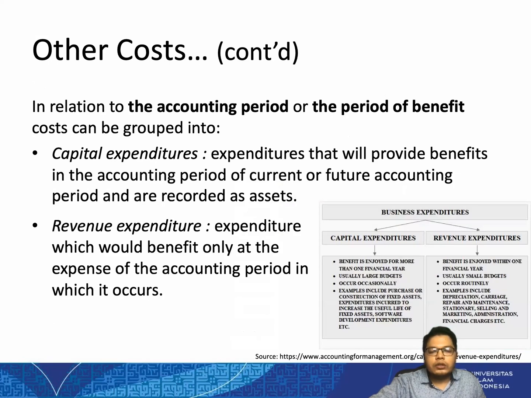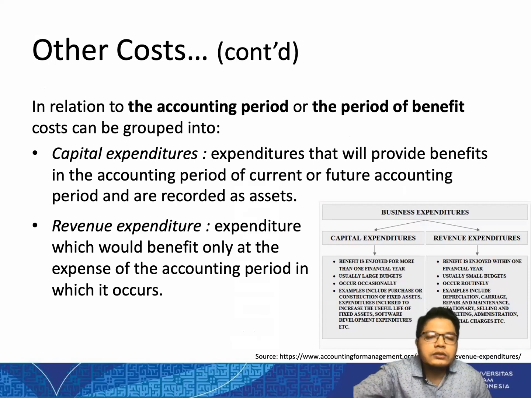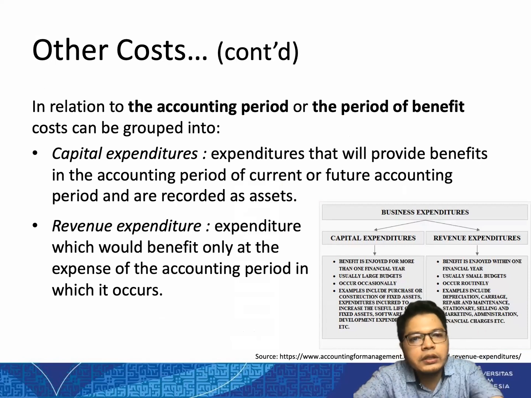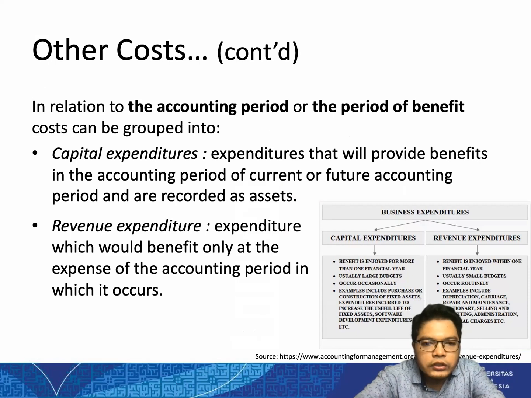There are also other costs related to the accounting period or the period of benefit. Costs can be grouped. Capital expenditure will provide benefit in the current or future accounting periods and is recorded as an asset. So usually it becomes an asset. This is capital expenditure. Revenue expenditure will only benefit the accounting period in which it occurs. So this is also another classification.